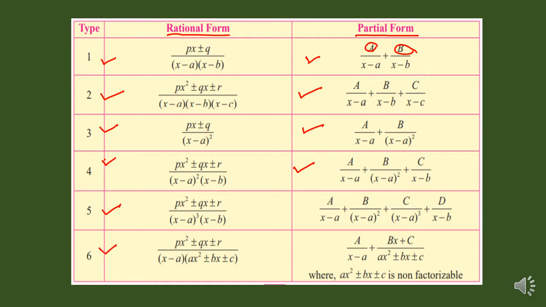Now, with respect to the sixth one, the denominator has one of the brackets as x minus a. The other bracket is an expression ax square plus or minus bx plus or minus c, where the second bracket is non-factorizable. It is not factorizable, and therefore we convert this expression into A upon x minus a plus (Bx plus C) upon ax square plus or minus bx plus c. We will learn more about it when we come across such expressions in the sums which are to follow.